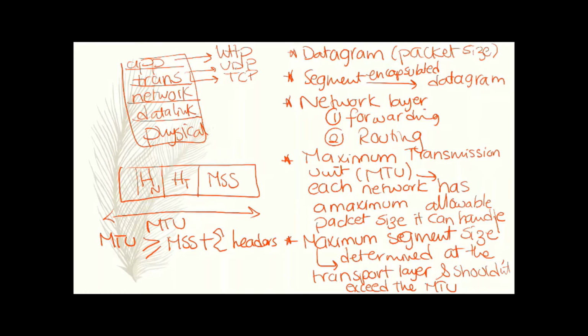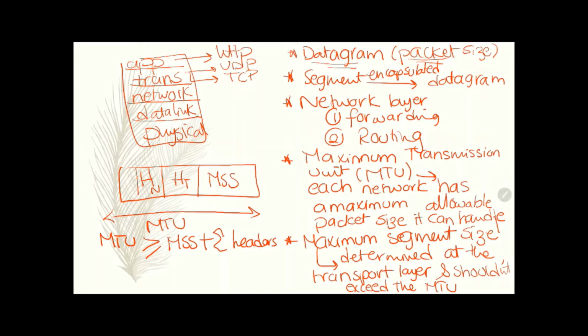So the maximum segment size is determined at the transport layer and shouldn't exceed the maximum transmission unit. What was a segment? We just mentioned at the beginning of the tutorial, the segment was simply the message added to it, the transport layer header. When the segment is added, another header is added to it to become a datagram. So the maximum transmission unit, the datagram, we just mentioned that the datagram is the packet size. So the packet size that is allowed within a certain network, the maximum transmission unit, should be greater than or equal the maximum segment size added to it all the headers.